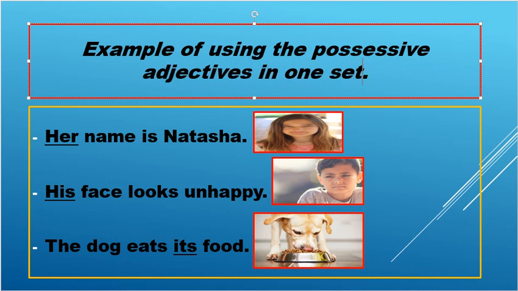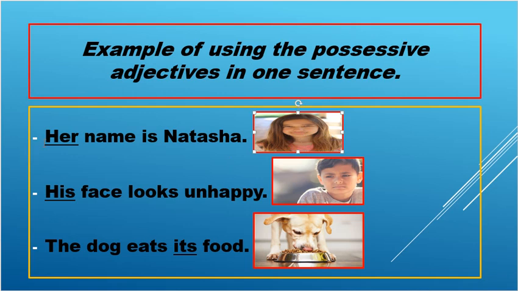Okay, in one sentence. Just to let you know, this one, her name is Natasha. If you see here, a girl, because we use the possessive adjective her. So the name Natasha belongs to who? To her. The name Natasha belongs to a girl. That's why we use the possessive here. Her name is Natasha. Possessive adjectives for a girl.